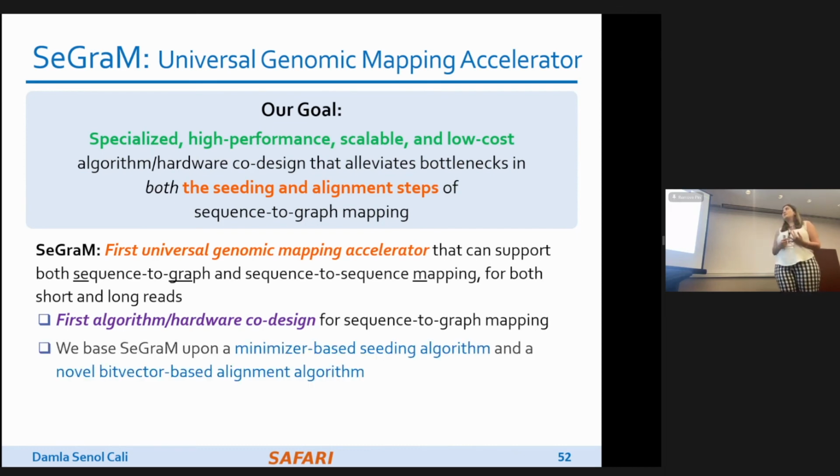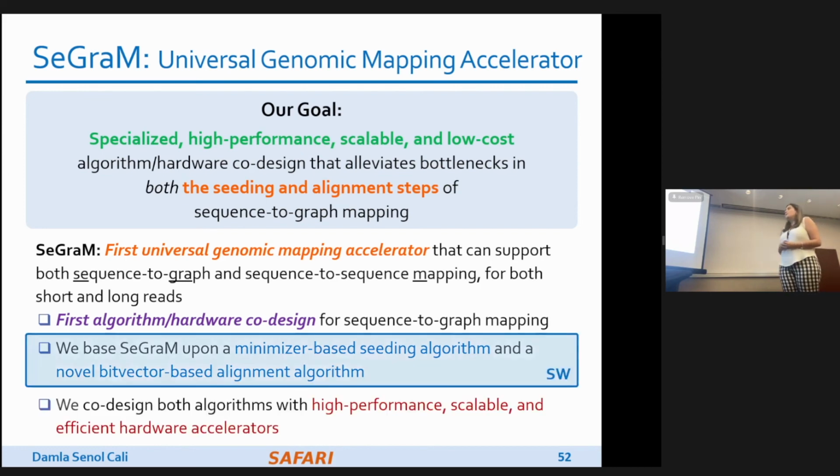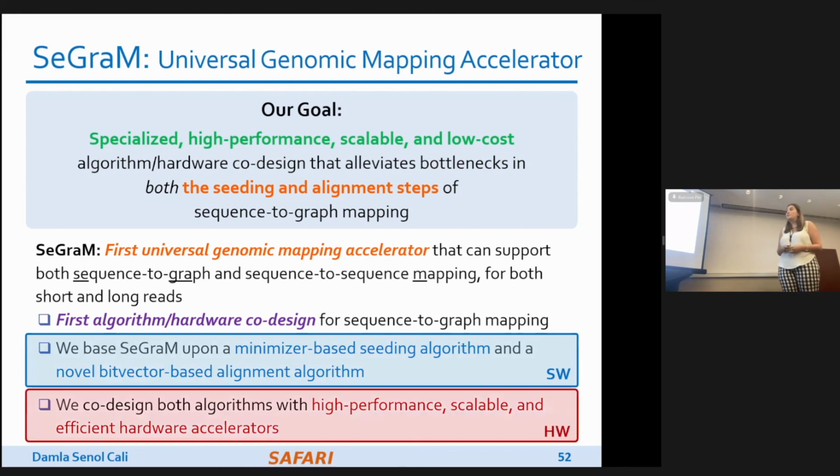We based SIGRAM upon a minimizer-based seeding algorithm, and minimizer is a sampling approach for the seeding step. And we also propose a novel bit vector-based alignment algorithm, which is an evolved version of GenASM, which is handling the sequence to graph alignment. We co-design both algorithms with high performance, scalable, and efficient hardware accelerators.